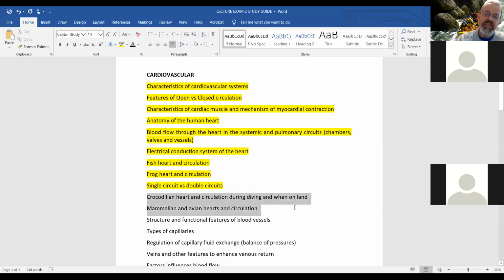Then we jumped into the mammalian and avian hearts, and remember, the mammalian and avian circuits are essentially identical in structure and in function. We do see a difference when it comes to breathing organs, but they're very, very similar in terms of hearts. That was really the first lecture that we spoke about with the cardiovascular system.